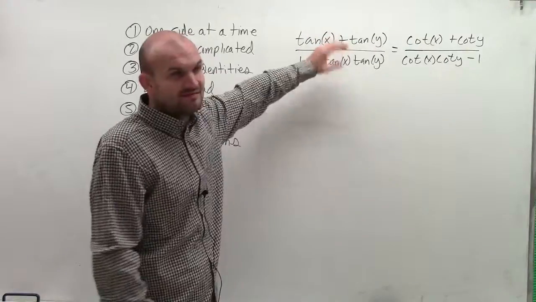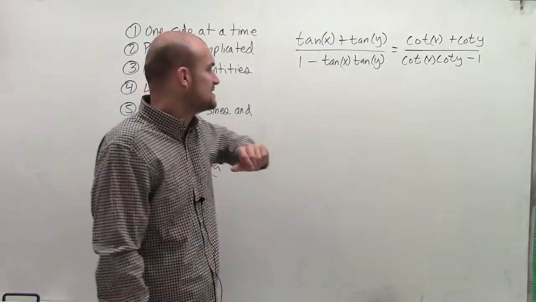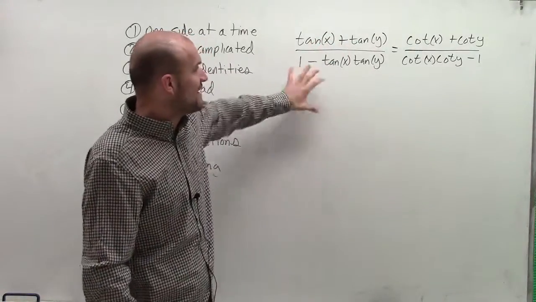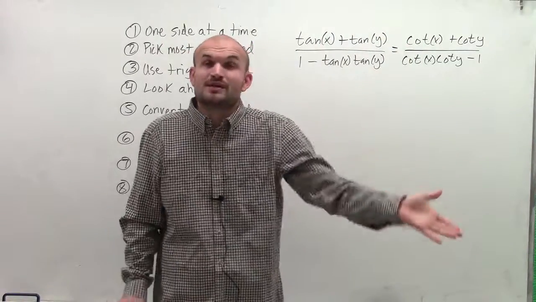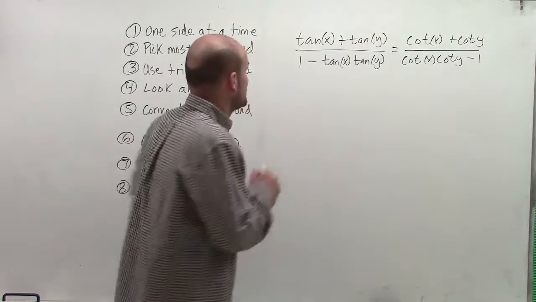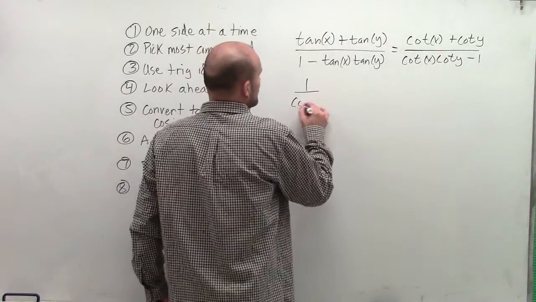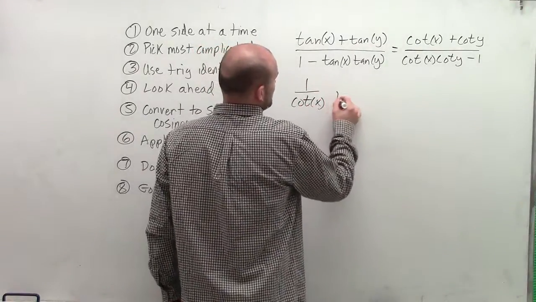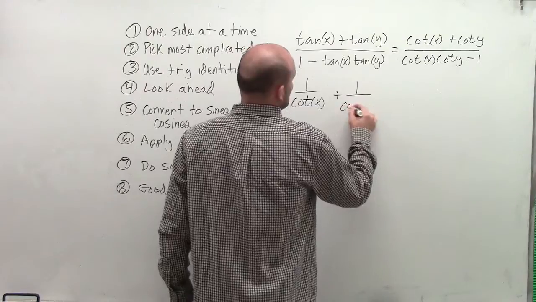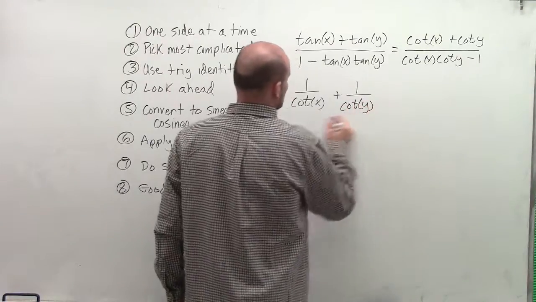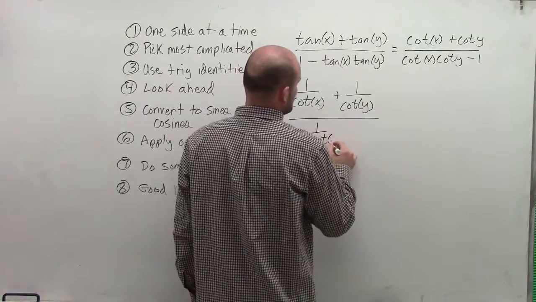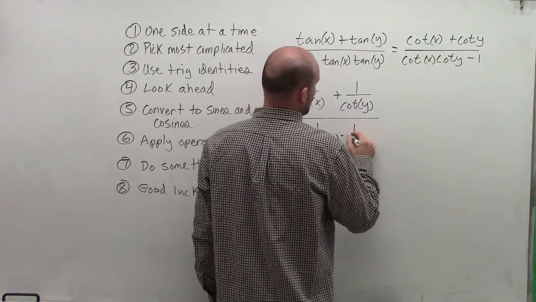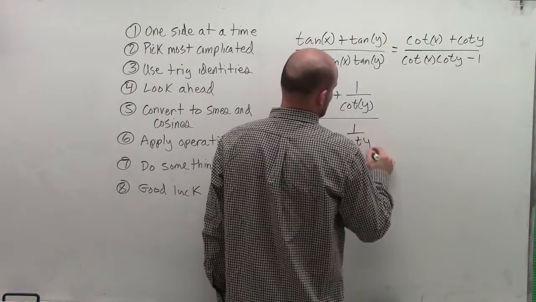I'm just going to start with the left side, just because I have a little more space working the left side. So I'm going to simplify the left side. And if I want tangents to look like cotangents, then I need to rewrite them in cotangent form. So I'm going to have 1 over cotangent of x plus 1 over cotangent of y, divided by 1 minus 1 over cotangent of x times 1 over cotangent of y.